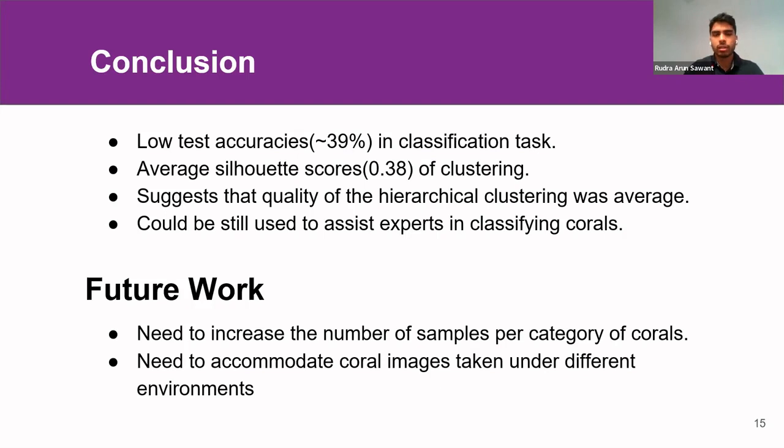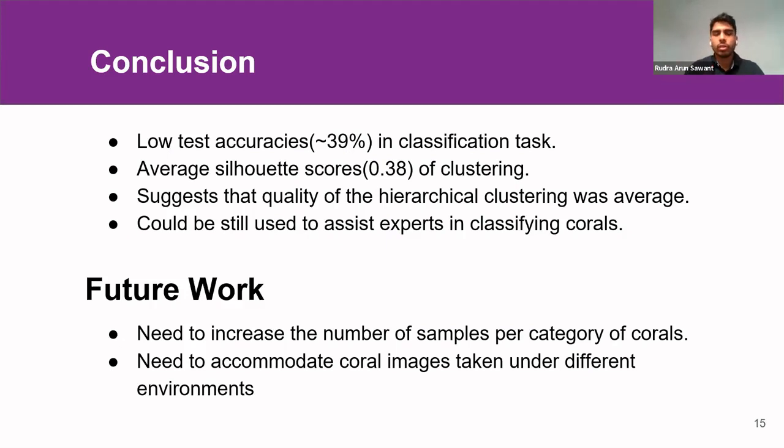So in future work, we felt that one of the major reasons for getting a bad test accuracy was that there were very few samples for a coral category. Some of them had like 3-4 samples. And even though we used data augmentation, it's a very low number to classify such a diverse animal like coral. Also, most of the images were taken of a single coral instead of separate corals of the same category. So basically, we need more corals to take images from.